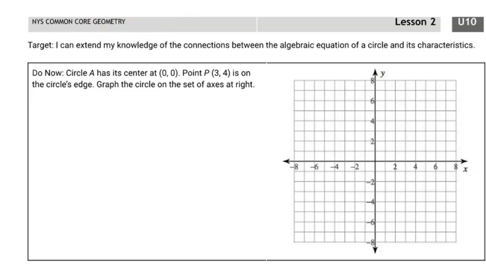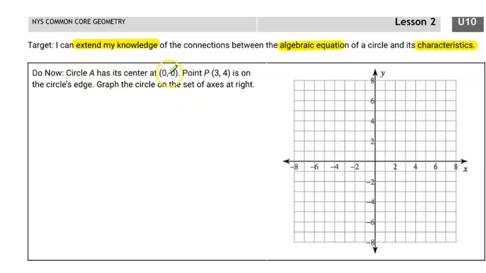All right. The learning target for today is extending our knowledge of the connections between the algebraic equation of the circle and its characteristics. And we're going to take characteristics beyond as well, because as of last lesson, we talked about the characteristics of a circle being the center and the radius. However, in this case, we're going to be talking about other characteristics, like area and circumference as well as diameter. In the do now, it says circle A, and we name a circle based on its center.